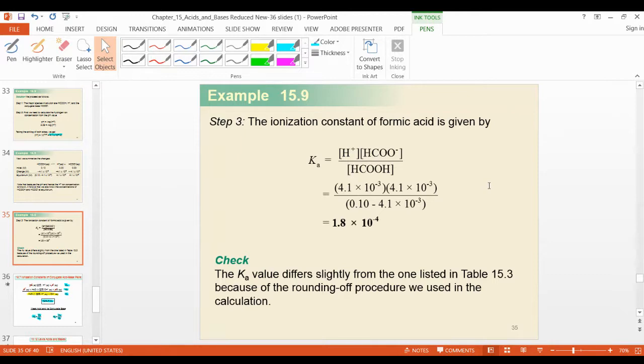So the K value is this. Now the K value differs slightly from the one listed in 15.3. The K value for this acid is a little bit changed because of the round off procedure we used in the calculation. It doesn't matter. Generally, you will get the same K value, whatever is written there, right? So this is the K calculation. In this, you will not calculate the X value because the pH is already there.